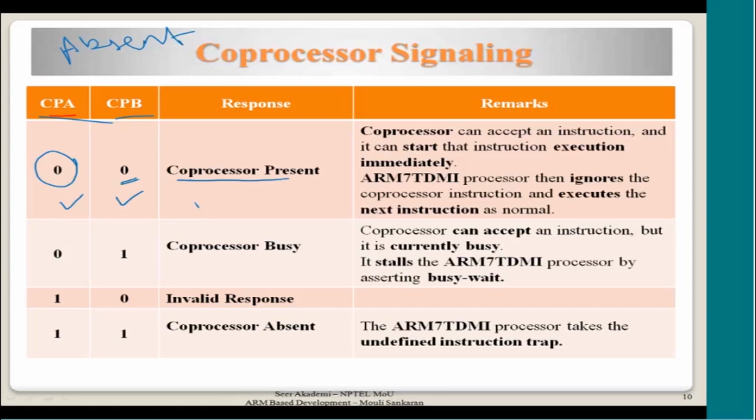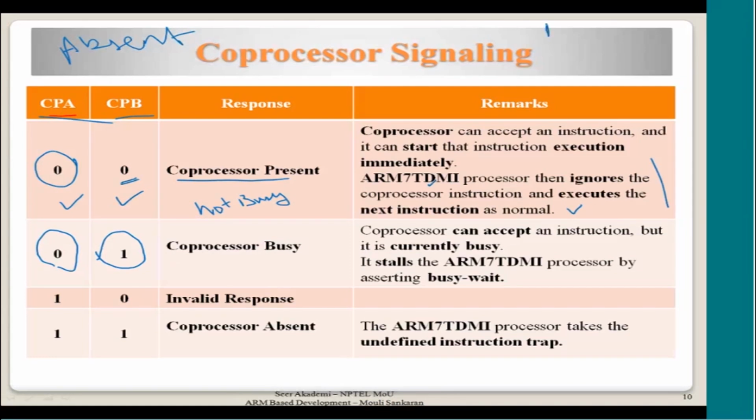You can read this, I will not go through it. So ARM ignores the instruction, and the coprocessor picks up the instruction. Now what is this combination? The coprocessor is there, but it is busy. What does it mean? It is busy with the previous instruction.